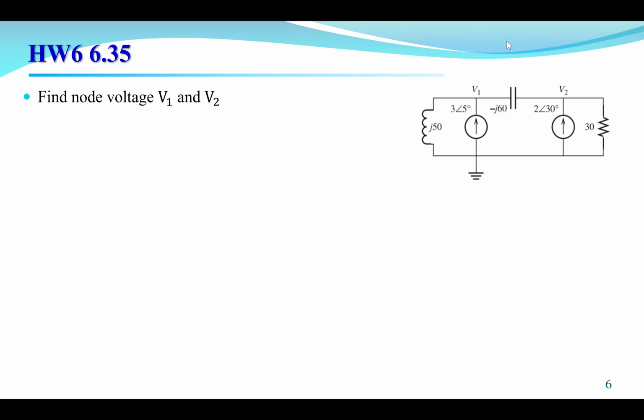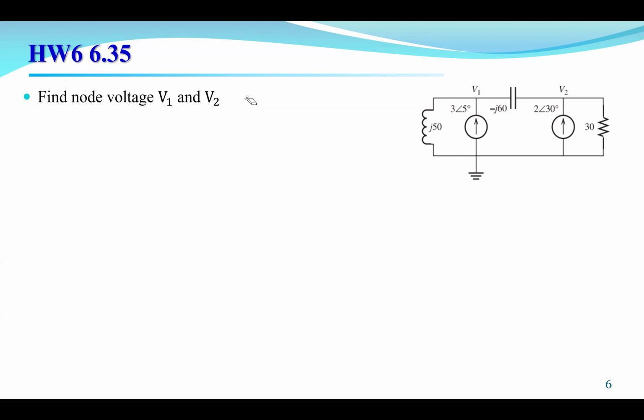This problem is from homework number 6, problem 6.35. It asks you to find node voltages V1 and V2. Here we need to apply nodal voltage analysis.